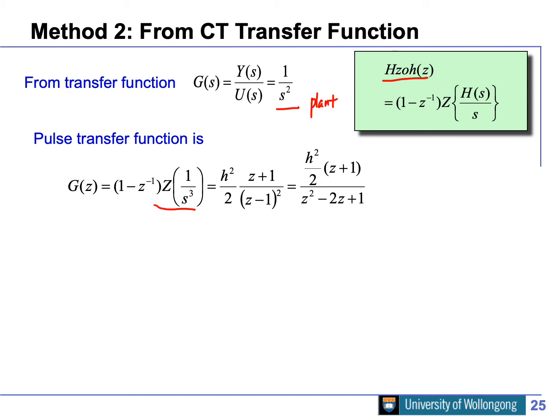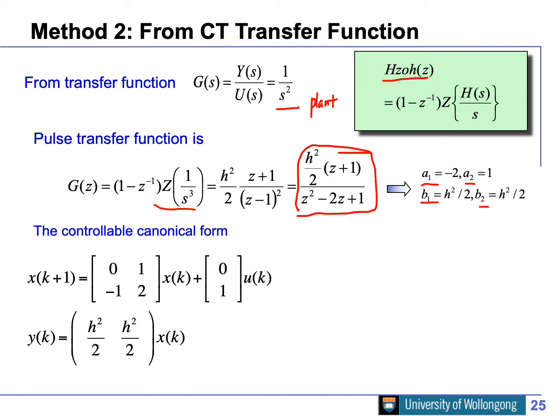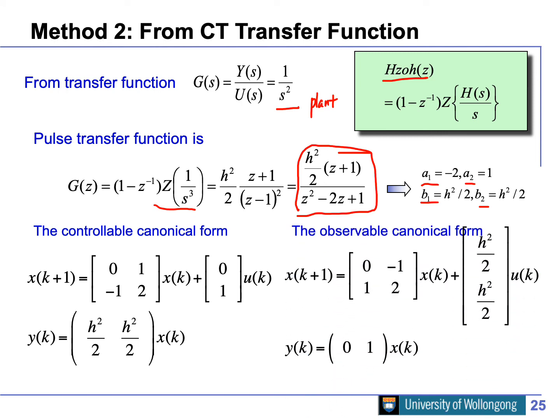That's just putting 1 over S into that formula, and we got something like this. That's our G(z). And from here we got our A1, A2, B1, B2 by looking at the coefficients. Then we can get our controllable canonical form and observable canonical form, depending on where you put these A1, A2, B1, B2.